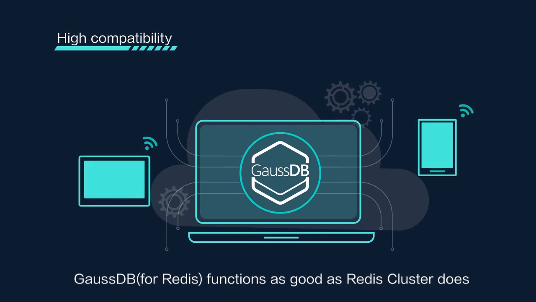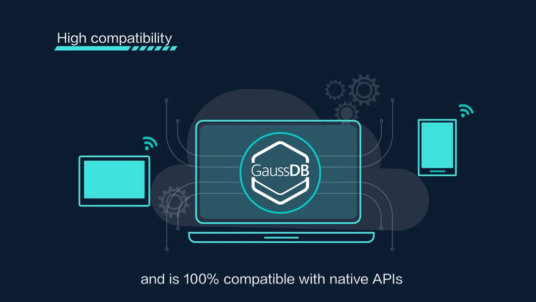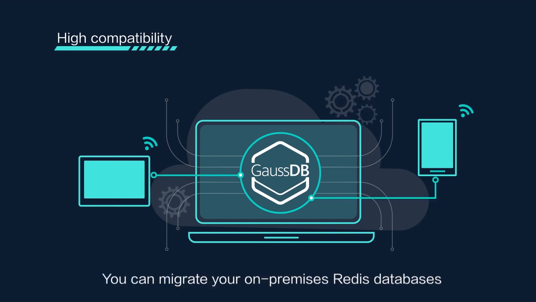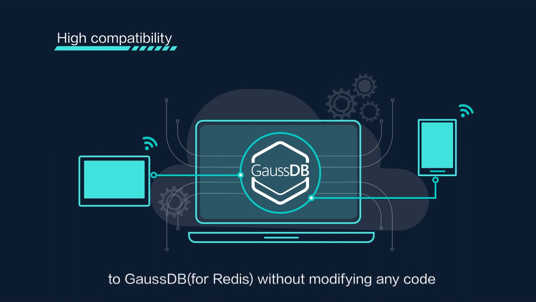GaussDB for Redis functions as good as Redis cluster does and is 100% compatible with native APIs. You can migrate your on-premises Redis databases to GaussDB for Redis without modifying any code.